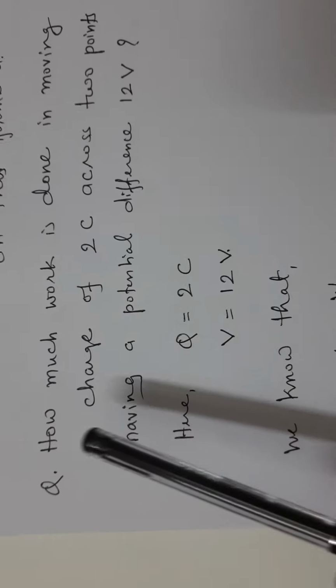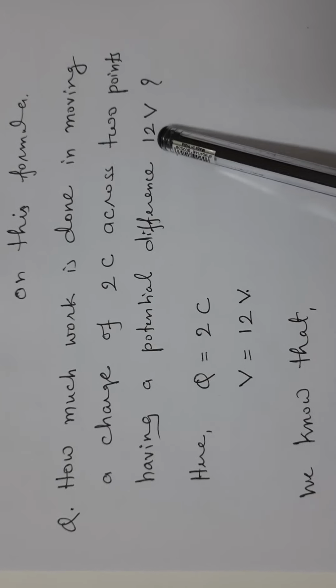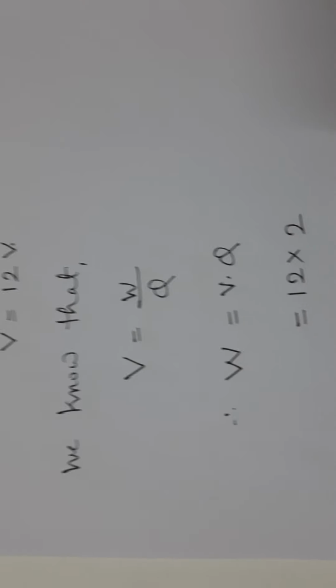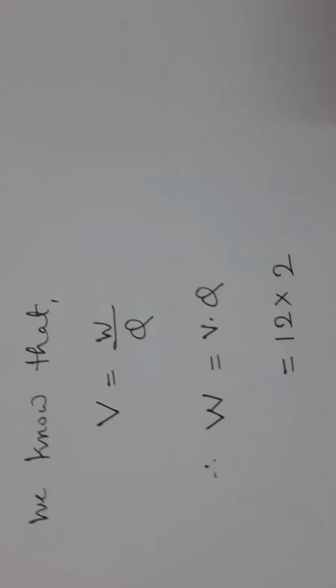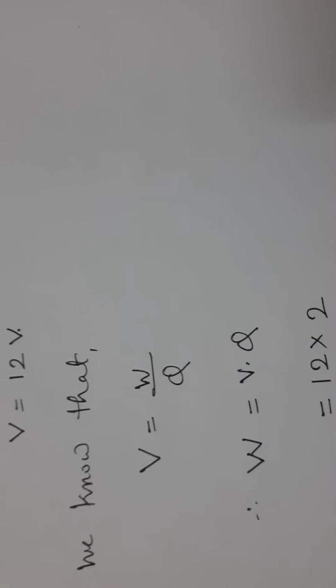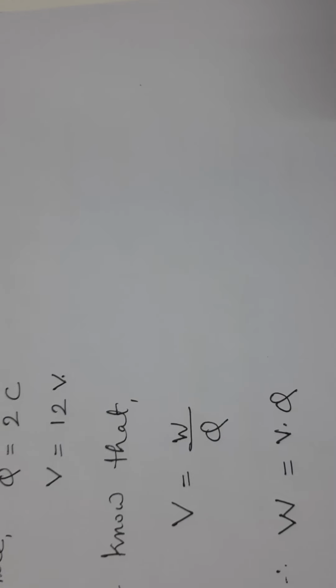So the question was, how much work is done in moving a charge of 2 coulomb across 2 points having potential difference 12 volt. So we have seen that 24 joule of work is done. Last year you have studied even the definition of joule. I hope you know that. If not, do remember, it may be asked sometimes.